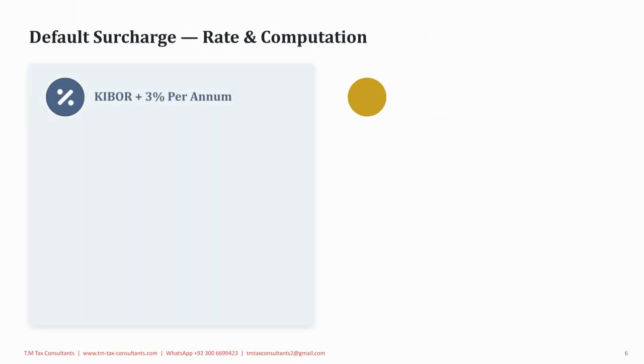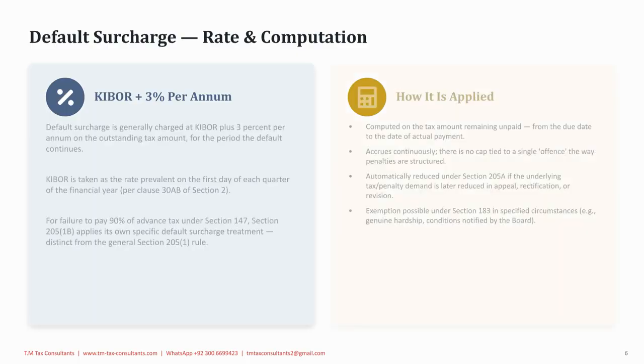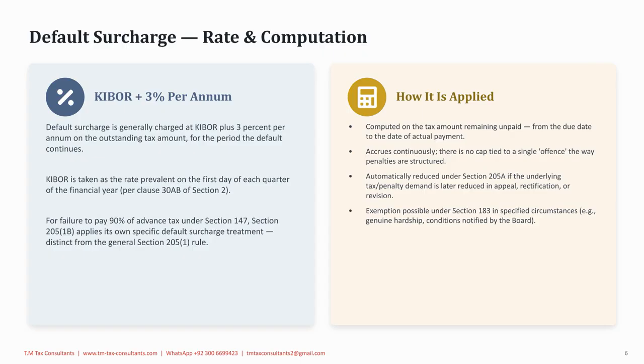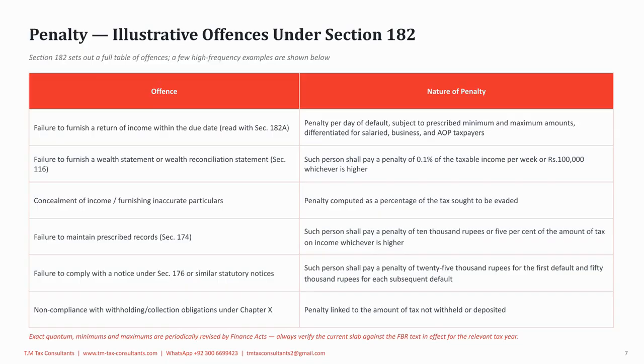For default surcharge, the rate is generally KIBOR plus 3% per annum. It is applied to the unpaid amount from the due date until actual payment. It is not capped, but it can be reduced following an appeal or exempted under Section 183 in cases of genuine hardship. Section 182 lists various offenses.